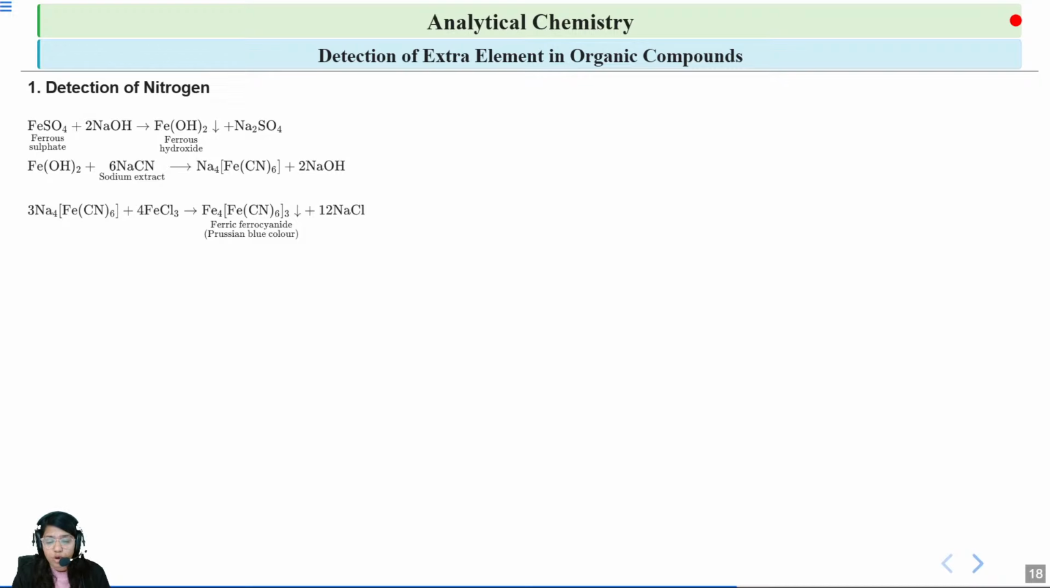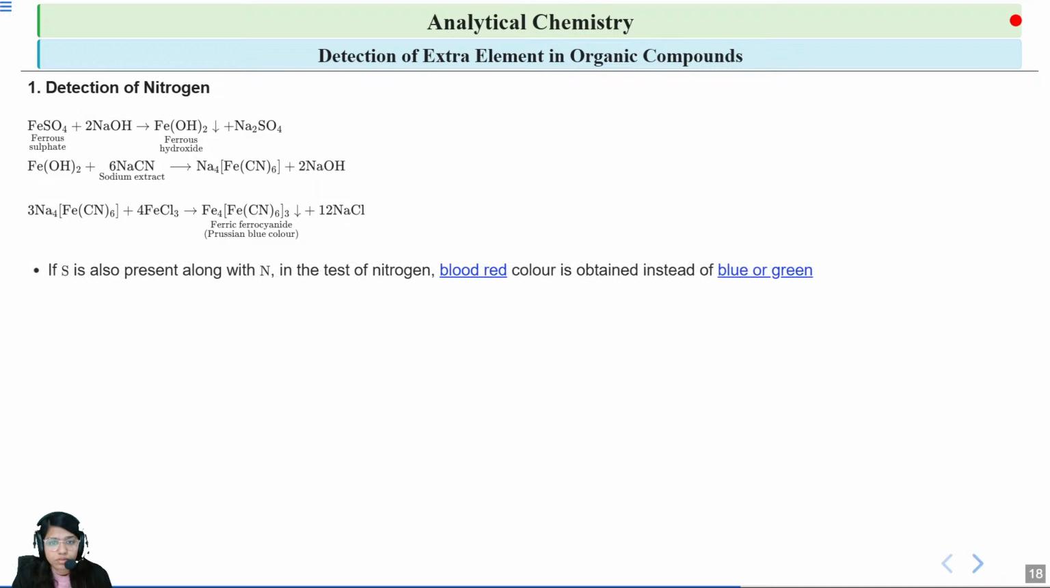This reaction is an example of a precipitation reaction, and it is used in qualitative analysis to detect the Fe3+ ion, as the formation of Prussian blue is a characteristic test for ferric salt. If S is also present, that is, sulfur is also present along with nitrogen in the test for nitrogen, a blood red color is obtained instead of blue or green. Because if the organic compound contains both nitrogen and sulfur, sodium fusion does not produce NaCN. Instead, it produces sodium thiocyanate, NaSCN.